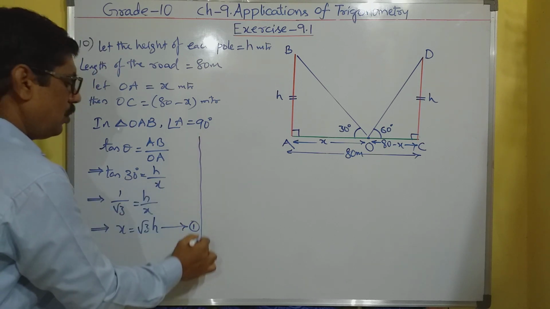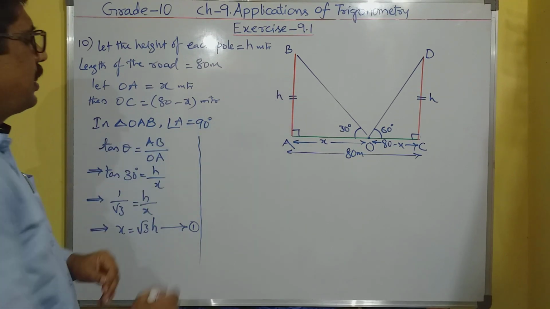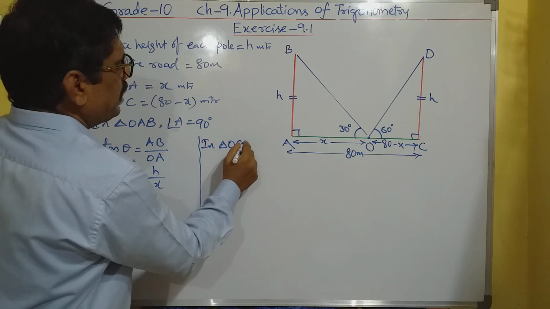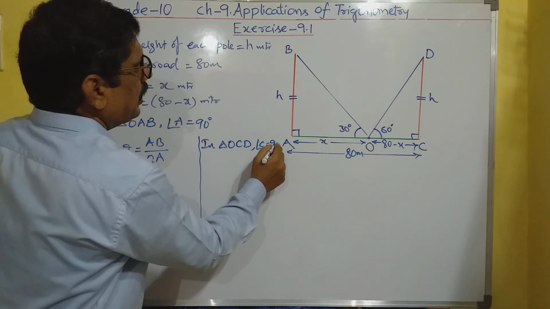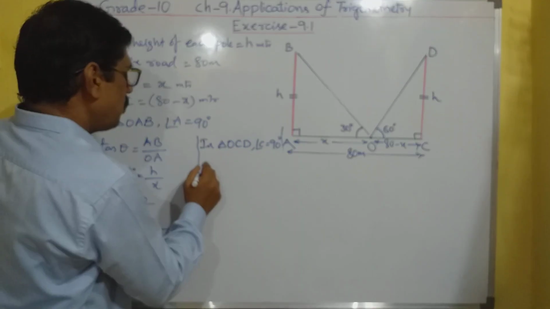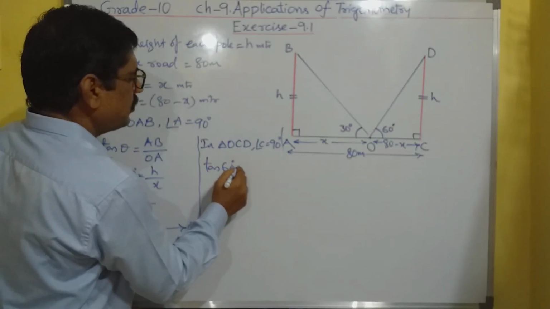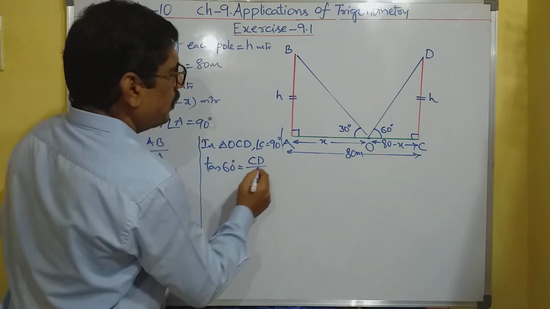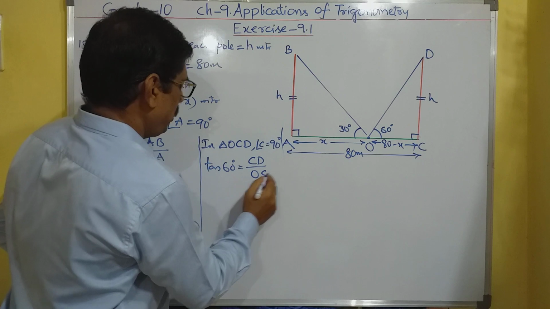Now look at the second triangle. In triangle OCD, angle C is 90 degrees. Now look at this. Here you have to take tan. Tan 60 degrees is equal to, what is its opposite side? CD by adjacent side OC.